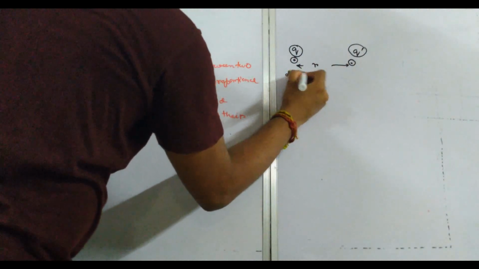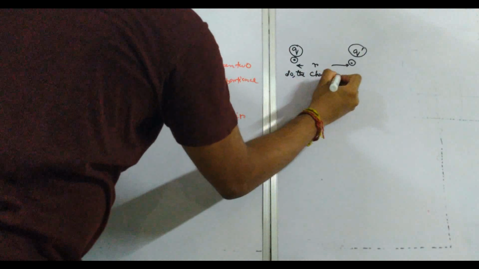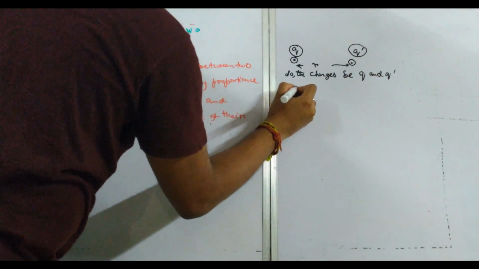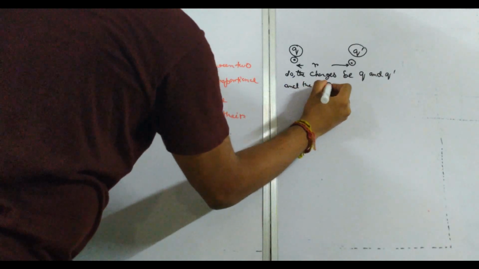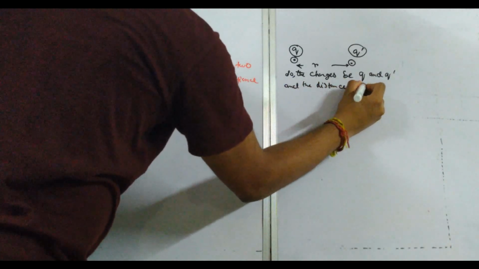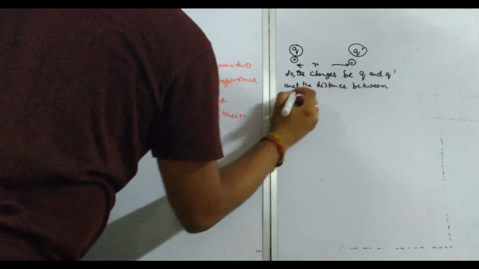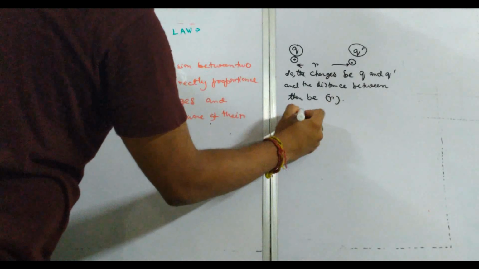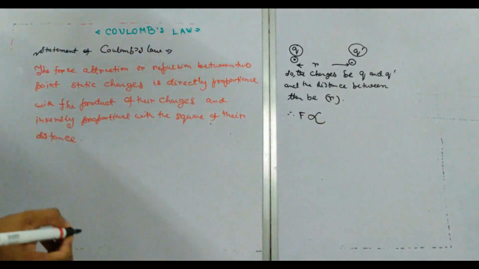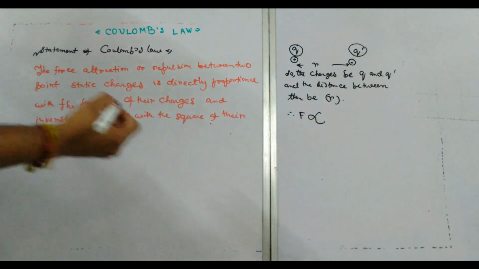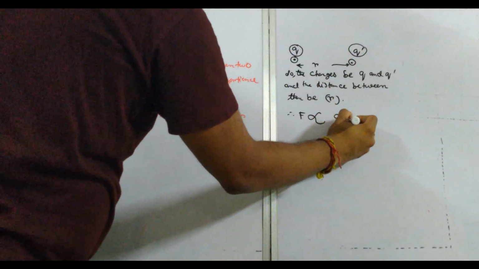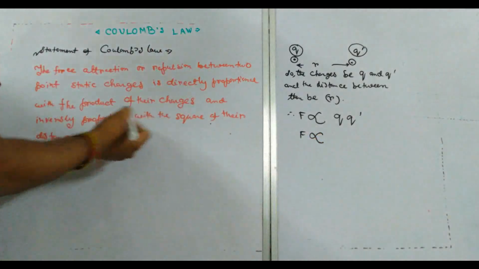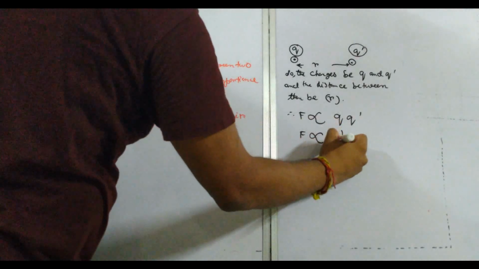So let the charges be Q and Q dash and the distance between them be r. So the force of attraction or repulsion is directly proportional to the product of their charges, that is Q, Q dash, and inversely proportional to the square of their distance, so that is 1 by r square.